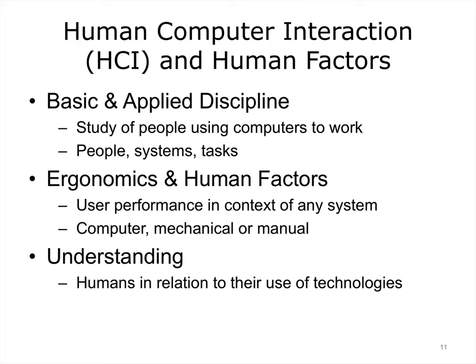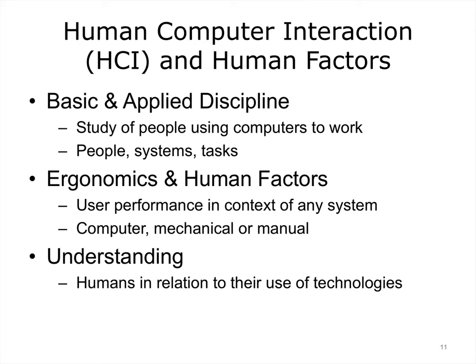Human-computer interaction, or HCI, and human factors are sister disciplines, though human factors has been around many more years. It dates from the turn of the 20th century. Some of the earliest work was applied to productivity of workers in factory settings. For example, they would experiment with different kinds of environmental variables, such as temperature and lighting, to see how it affected the productivity of workers.